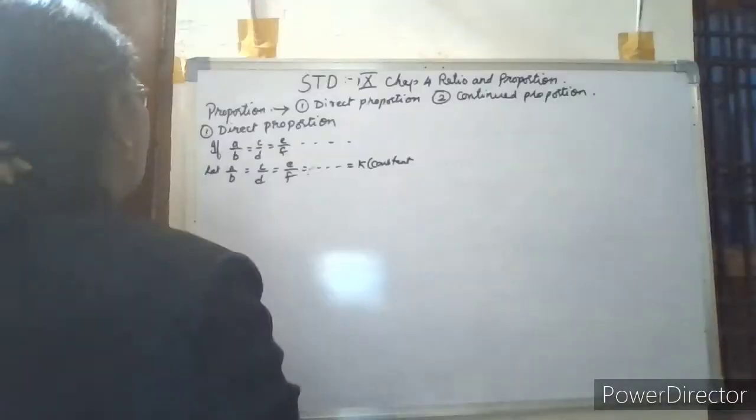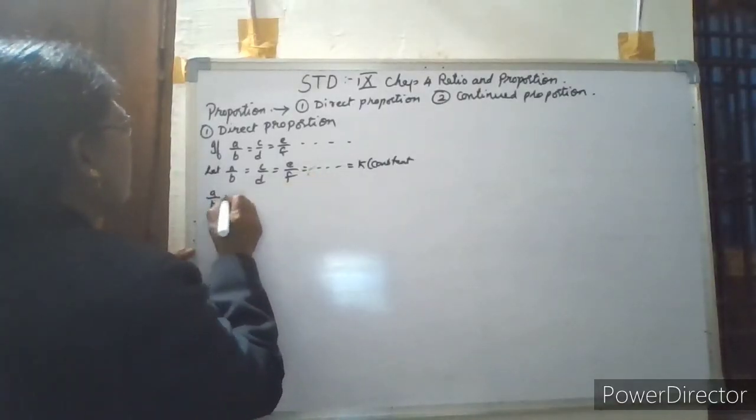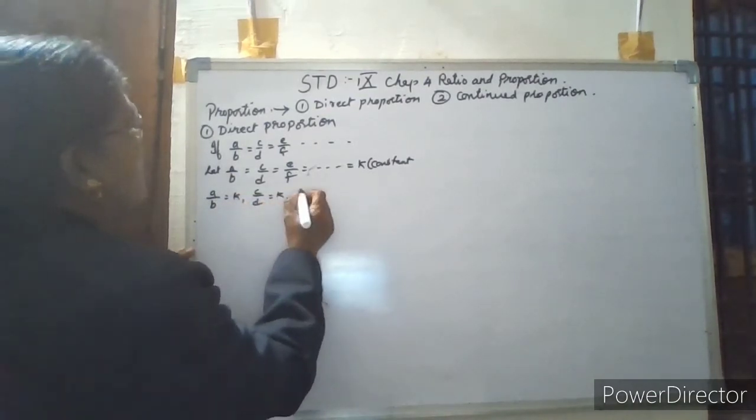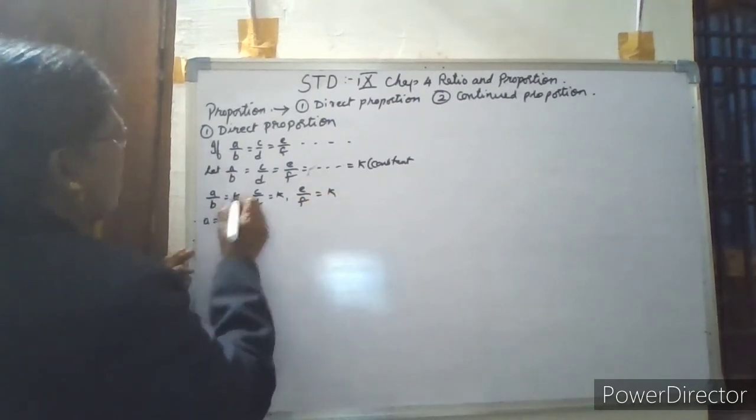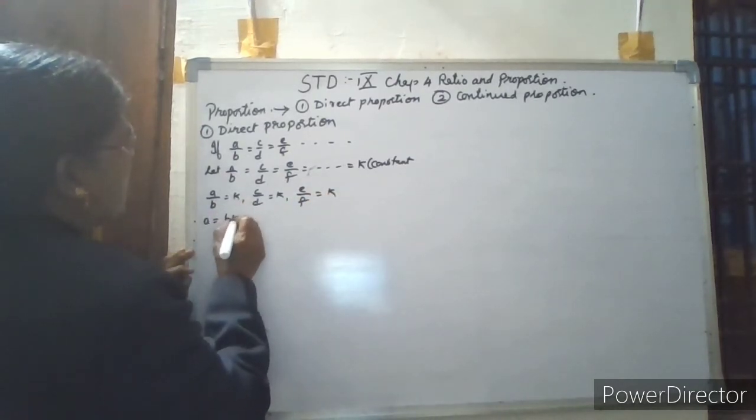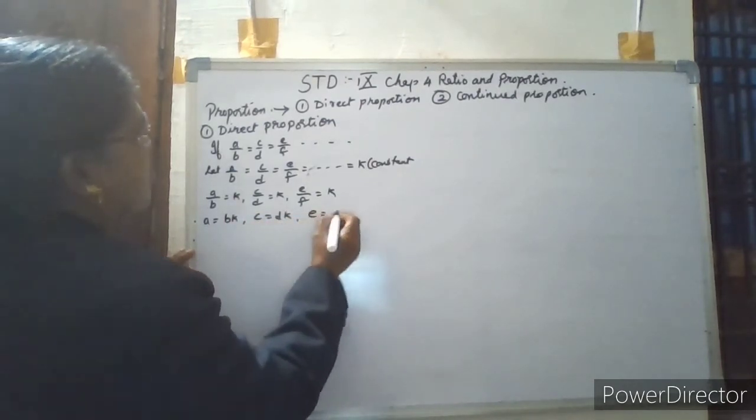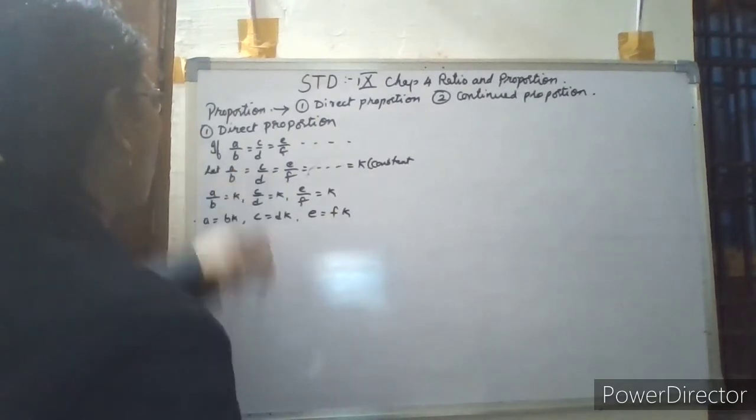So here each ratio is equal to K, that is A by B is equal to K, C by D is equal to K, and E by F is equal to K. So by cross multiplication, A is equal to BK, then C is equal to DK, and E is equal to FK, and so on. In this way we have the direct proportion.